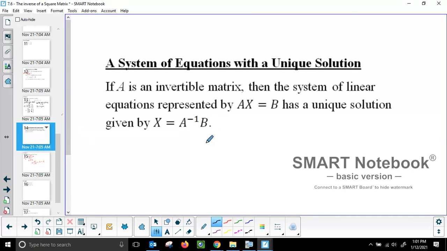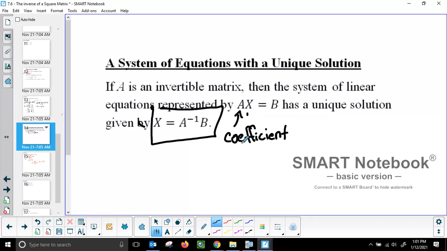All right. And this is another way in which we can solve systems of equations using inverses. If A is an invertible matrix, then the system of linear equations represented by AX equals B has a unique solution given by X is equal to A inverse of B. So this is the important part here. A, we need to know, is the coefficient matrix. It's not the augmented matrix that we use to solve them by hand when we use Gaussian and Gauss-Jordan elimination.